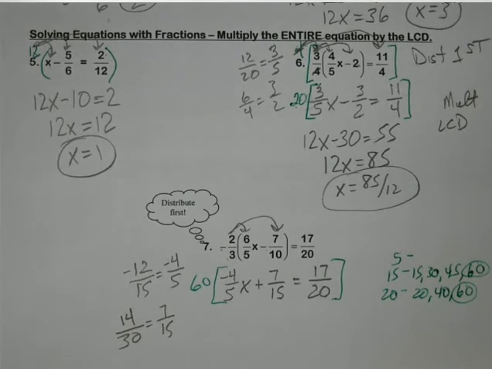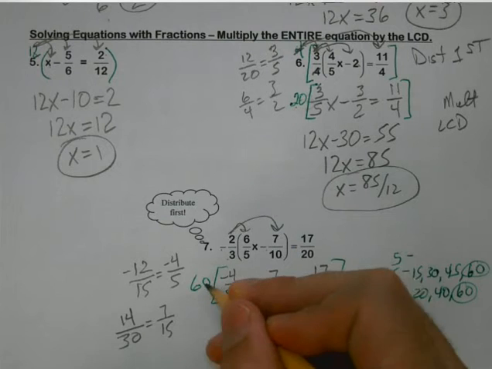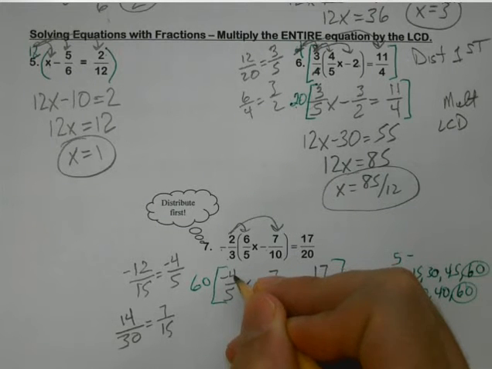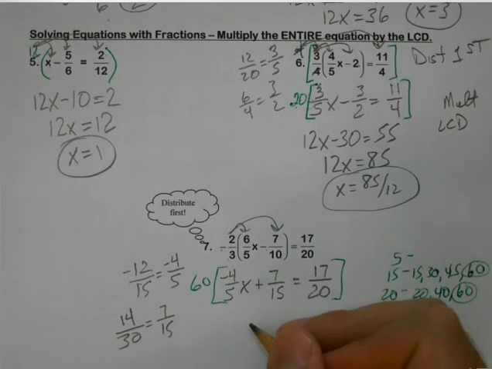Some of you are going to say, can't I just put this into my calculator as a decimal and just... no, you need to know how to do this. So 60 times negative 4 is negative 240 divided by 5.